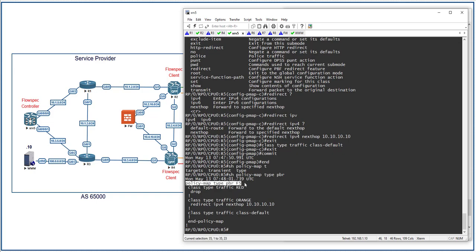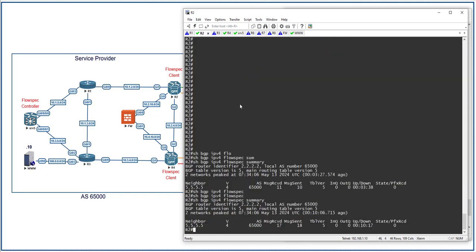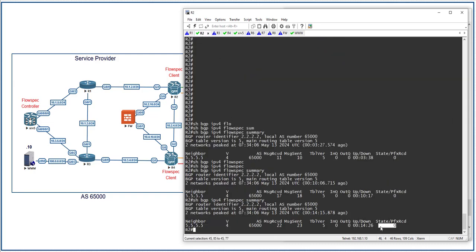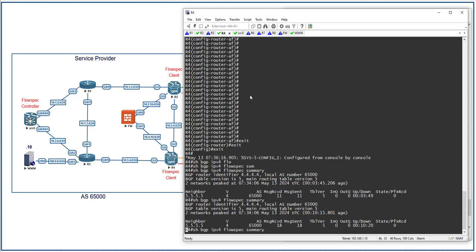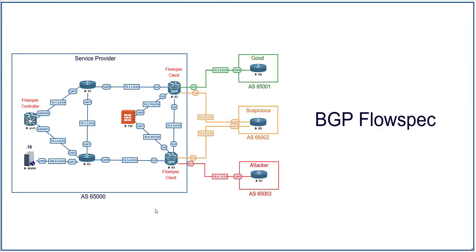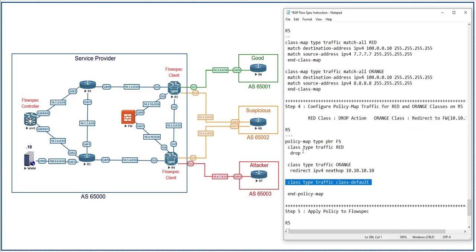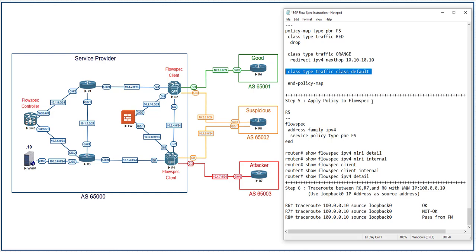Policy map type PBR, class type traffic red, and action is drop, class type traffic orange, redirect to this next hop, and class type traffic class default. Also in router 4, if you check, again we don't have any information received from router 5. Why? Because we didn't tell BGP to send this Flowspec information. All right. And the next step is applying this policy to the Flowspec.